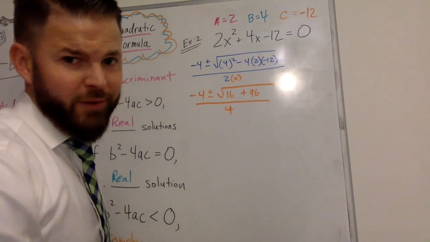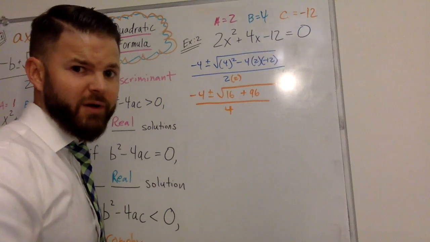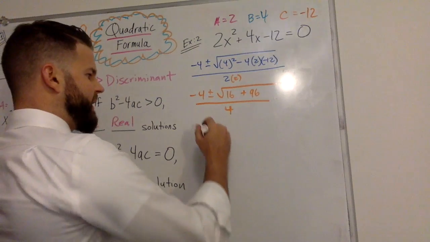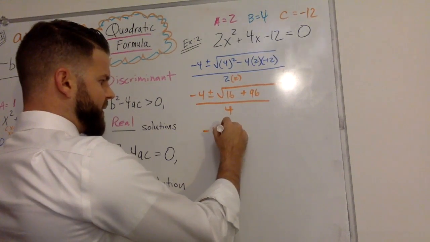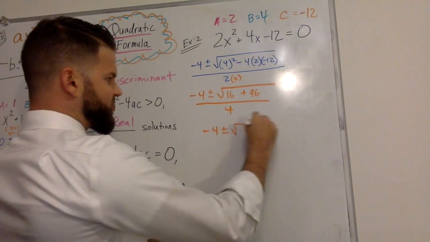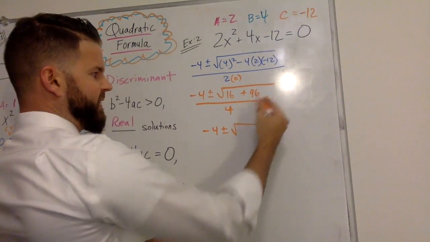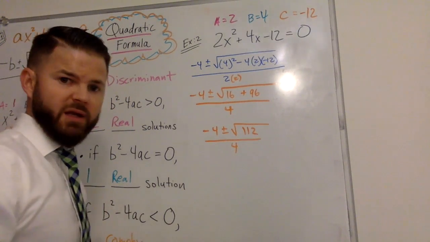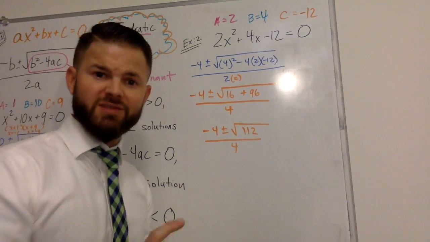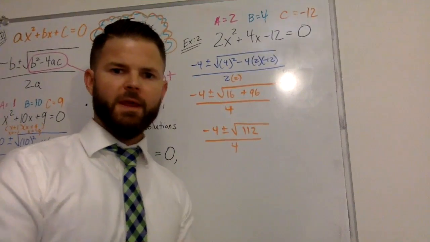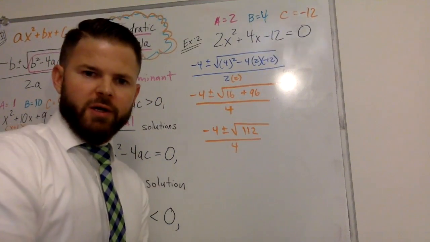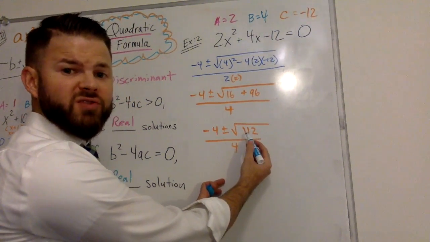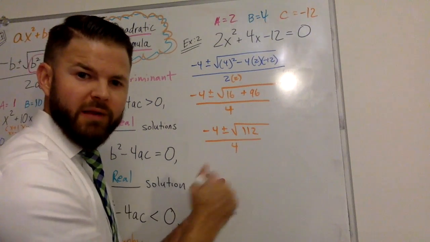Ladies and gentlemen, I'm going to need your help with this one, and I need it fast. What I got is negative 4 plus or minus the square root of, what's this? That looks like 112, divided by 4. I'm going to change colors and solve this thing. Let's simplify. Look at this monster. That is not a perfect square. There is no clean number for the square root of 112.